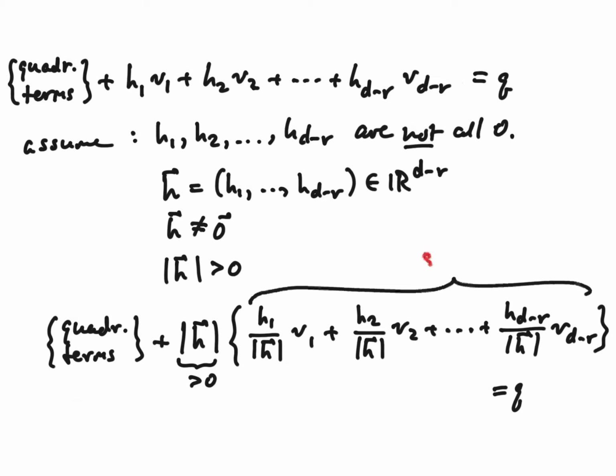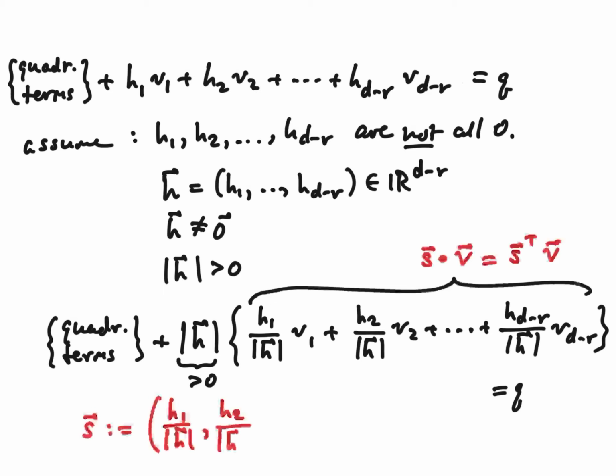What I mean by s here is just the vector whose components are h1 over norm h, h2 over norm h, etc. In other words, it's the vector h divided by its own length, so it's clearly a unit vector. It's a vector of length 1. Okay, so the linear terms reduce to that.